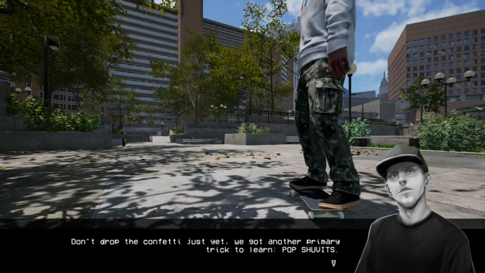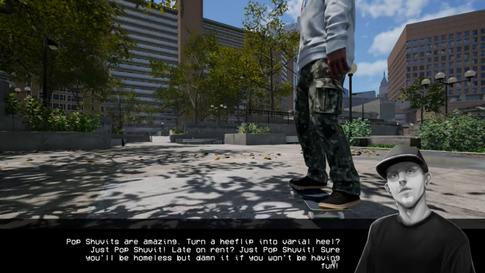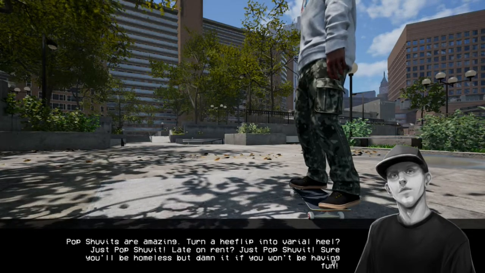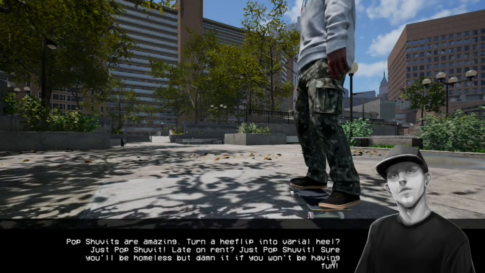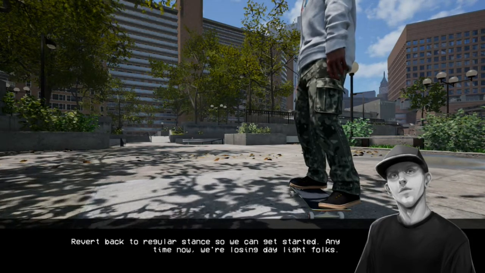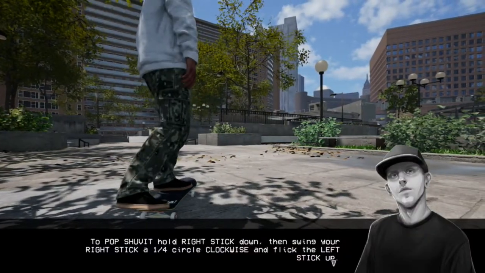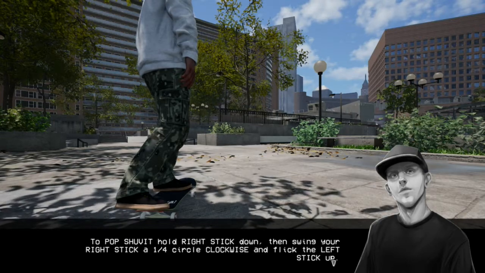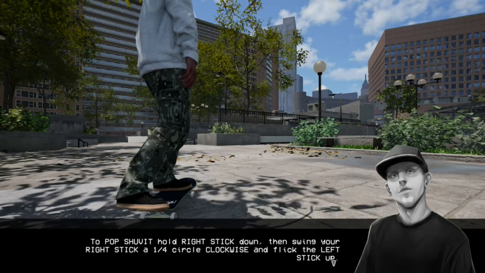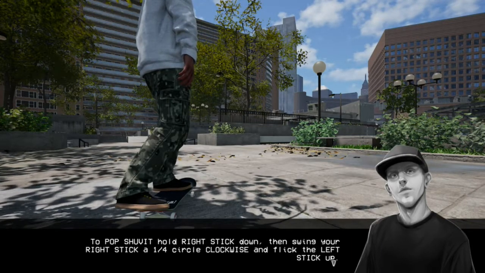Okay. Pop shove it. Turn a heel flip into a varial heel. Just pop shove it. Revert back to regular stance so we can get started. Okay. Revert. Just pop shove it, hold the right stick down, then swing your right stick for a quarter circle clockwise, and flick the left stick up.